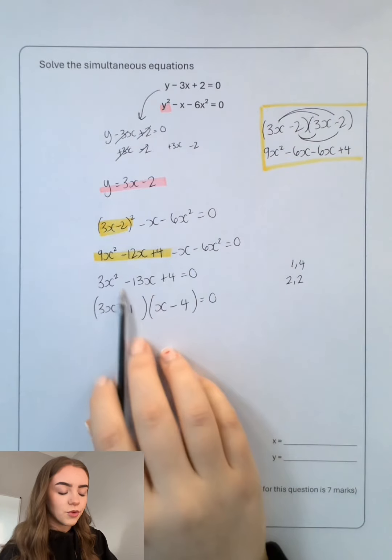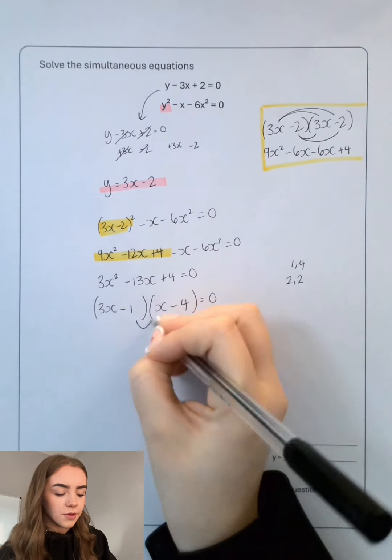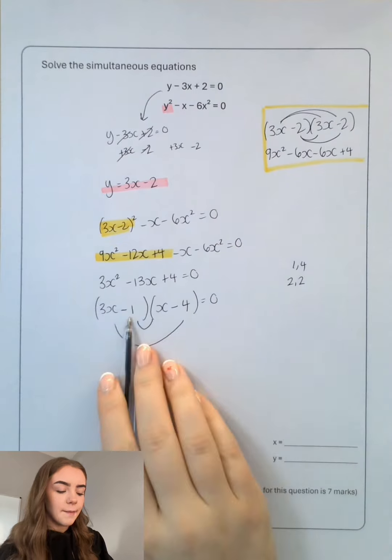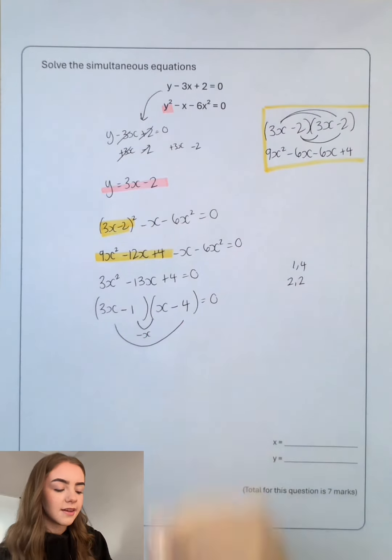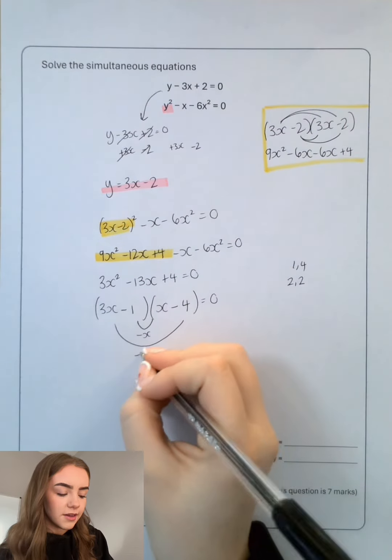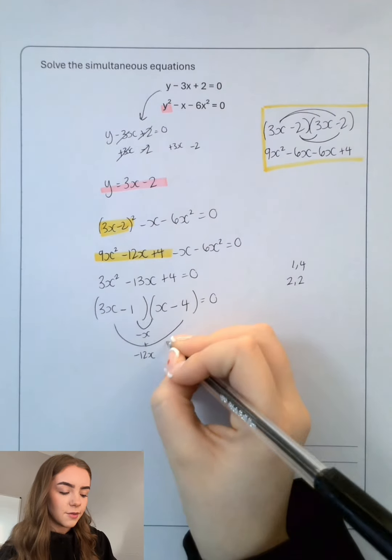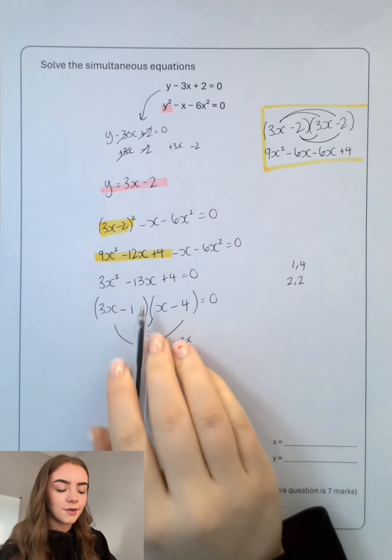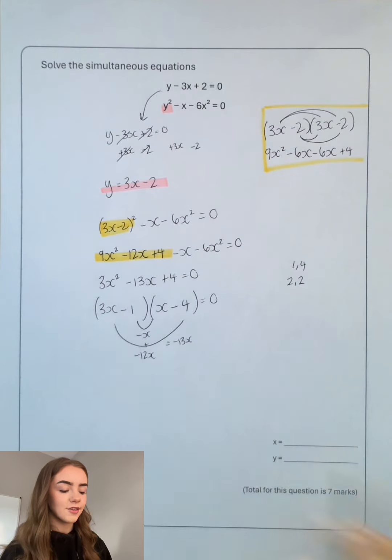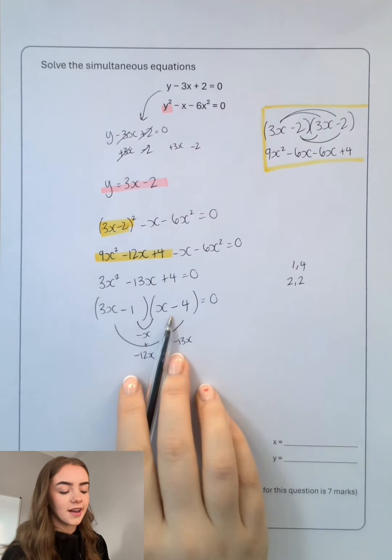To check if this multiplies out to give the middle term, we can multiply the inside and multiply the outside. Minus 1 times x is minus 1x, and 3x times minus 4 is minus 12x. In total, minus 1x minus 12x will add to give minus 13x, which is what we wanted here. Finally, to solve to find x, we set each of these brackets equal to 0.